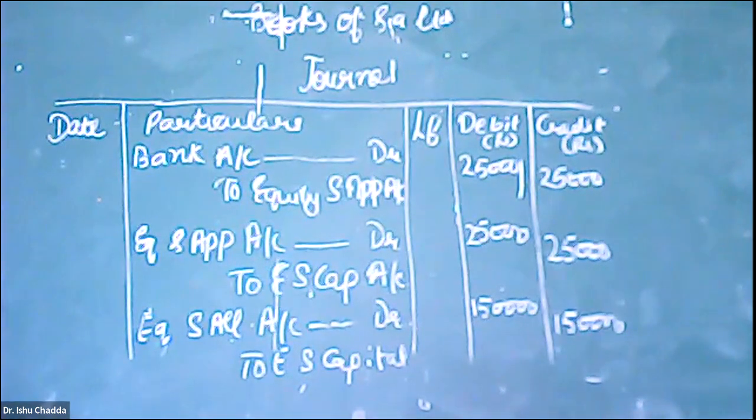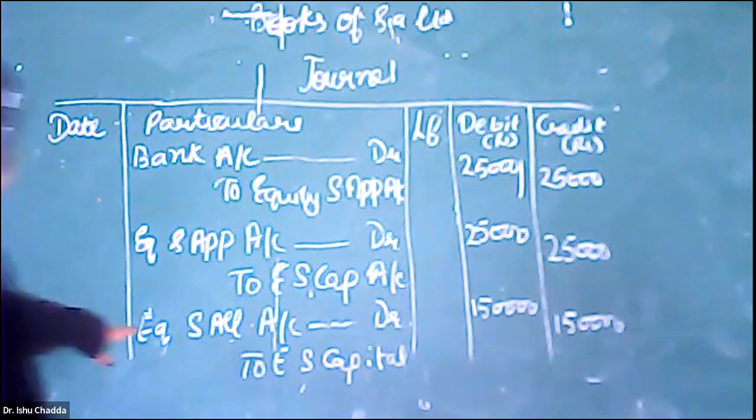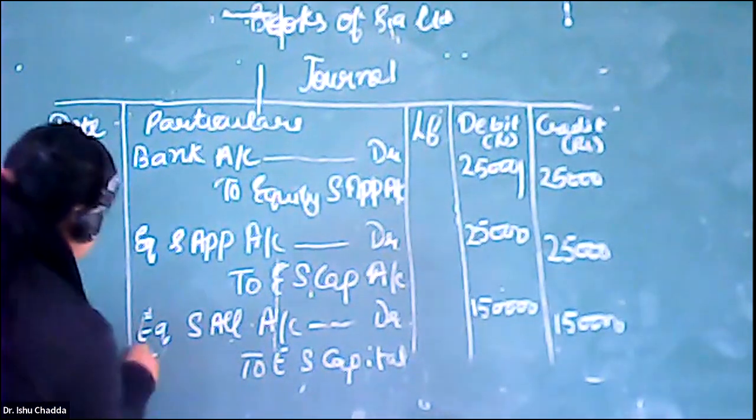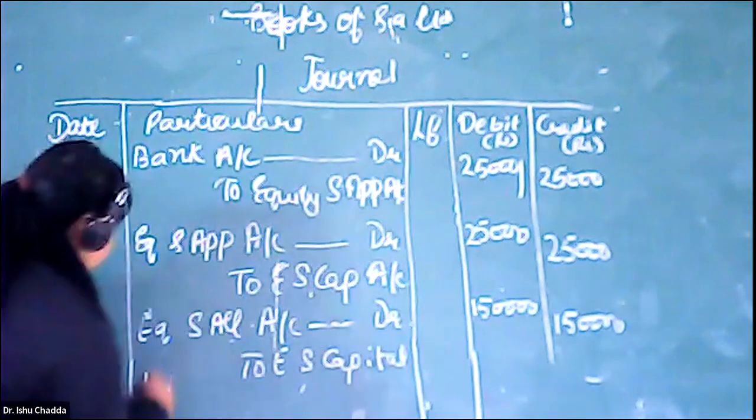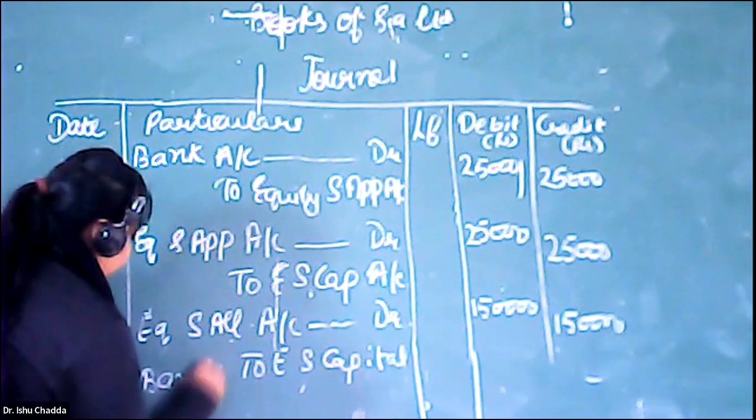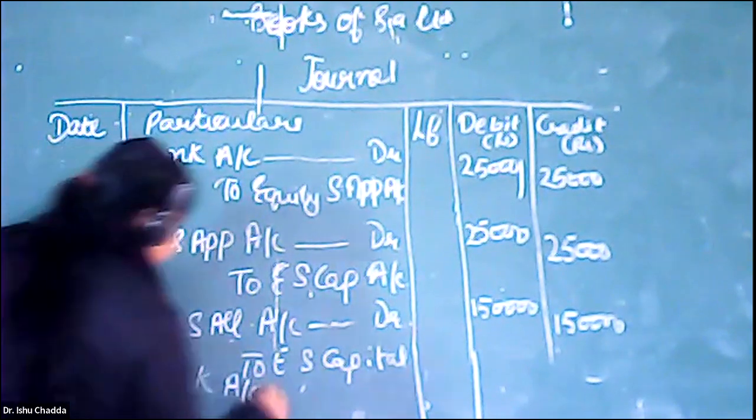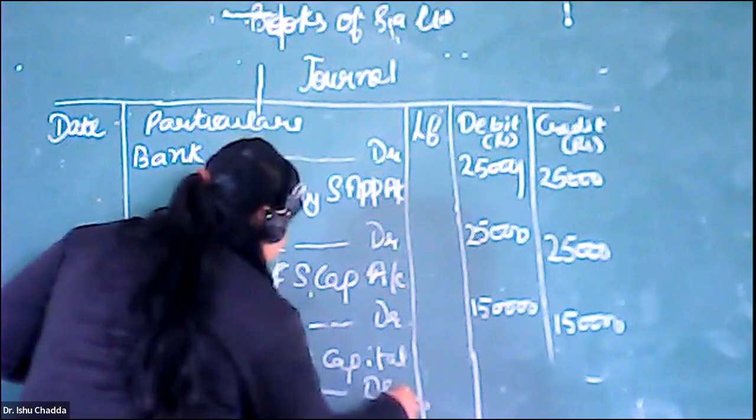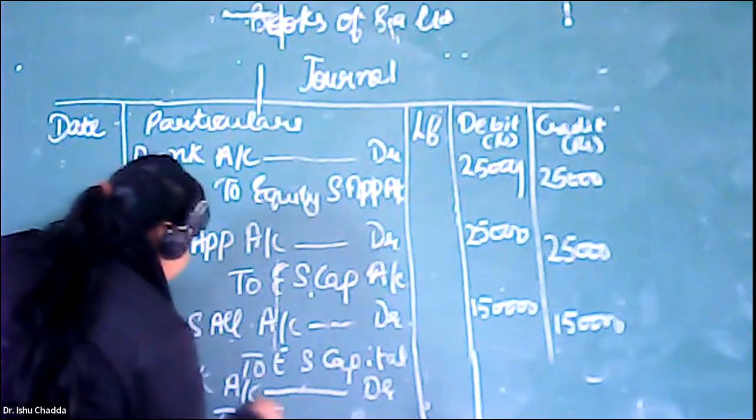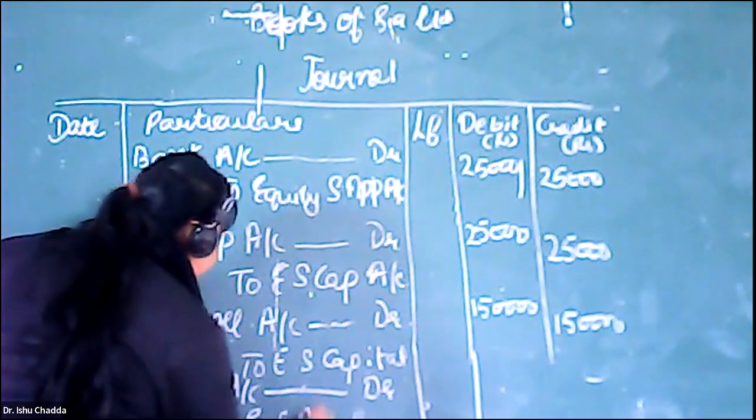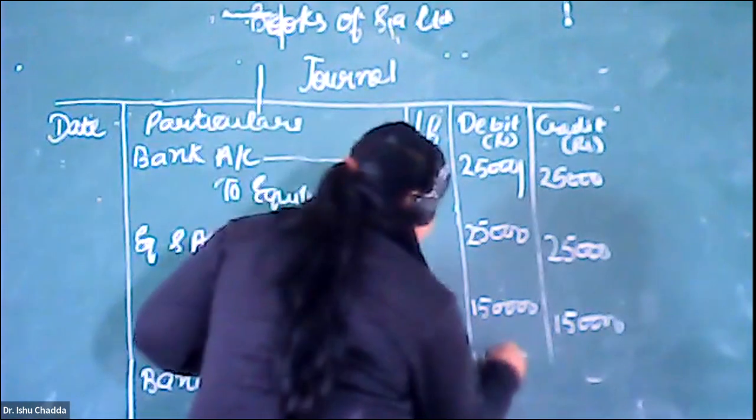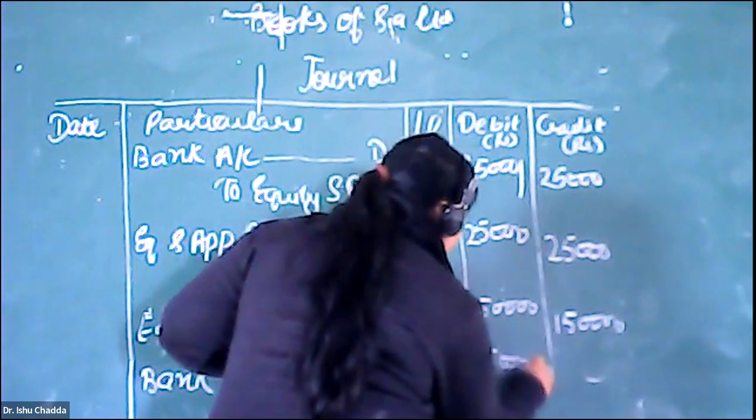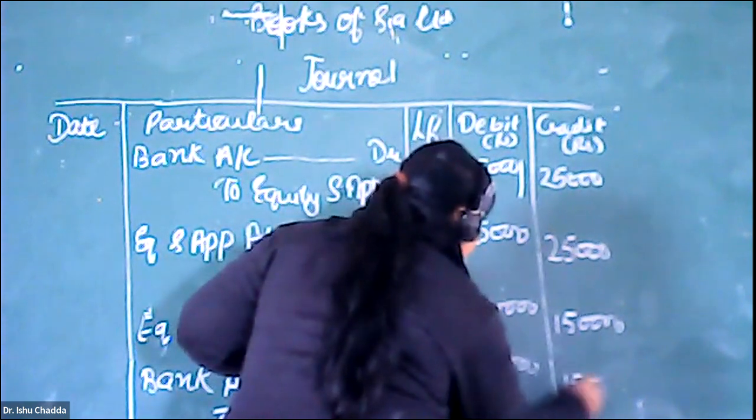Then next, when they receive the cash on allotment: in the previous entry the allotment was done, and in the next entry the allotment money will be received. That is bank account debit to equity share allotment account with the same amount, 1,50,000.